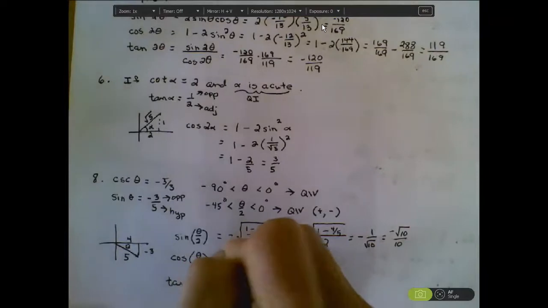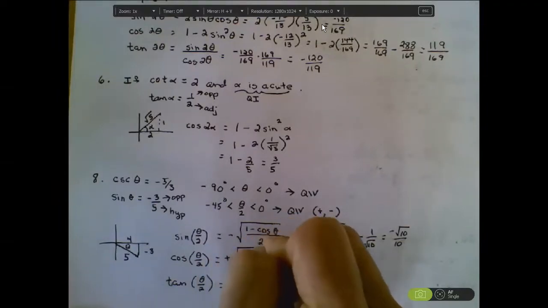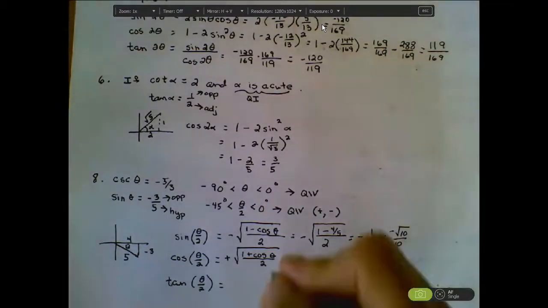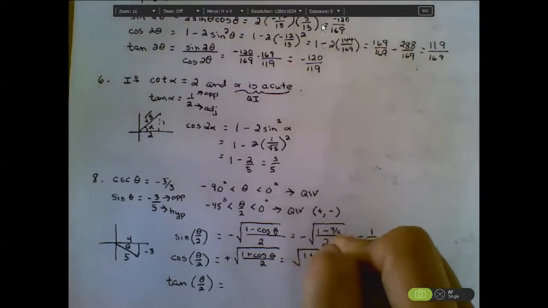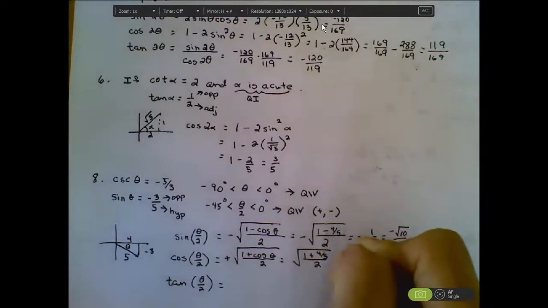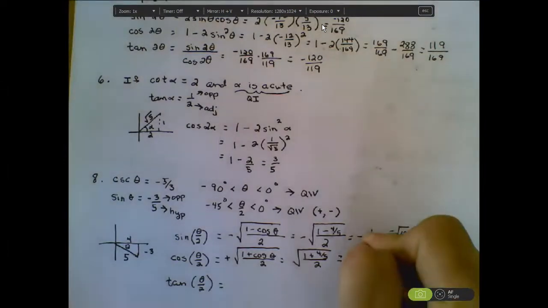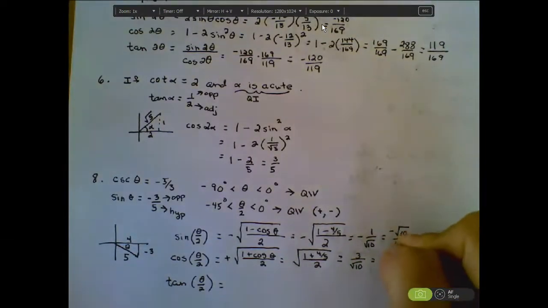So I'm going to use the positive square root of 1 plus cosine theta over 2. And cosine theta, we've already said, is 4/5. And 5/5 plus 4/5 is 9/5. 9/5 divided by 2 is 9/10. Square root of 9/10 would be 3 over square root of 10, or rationalize it and you'd have 3 square root of 10 over 10.